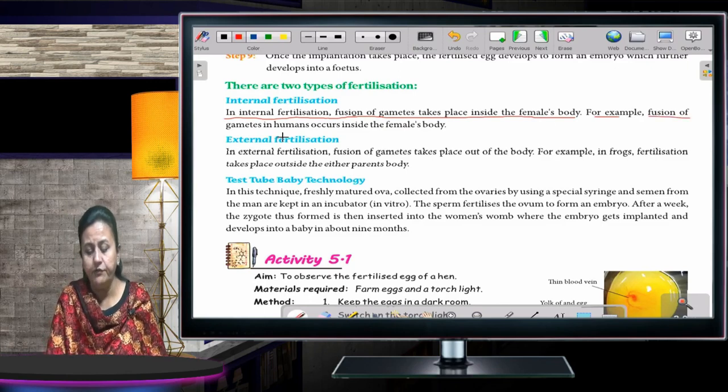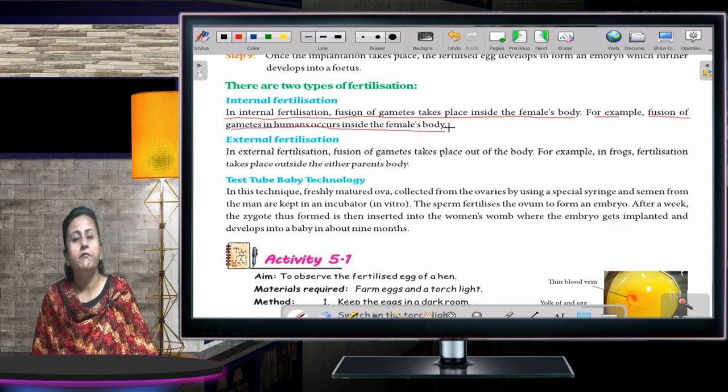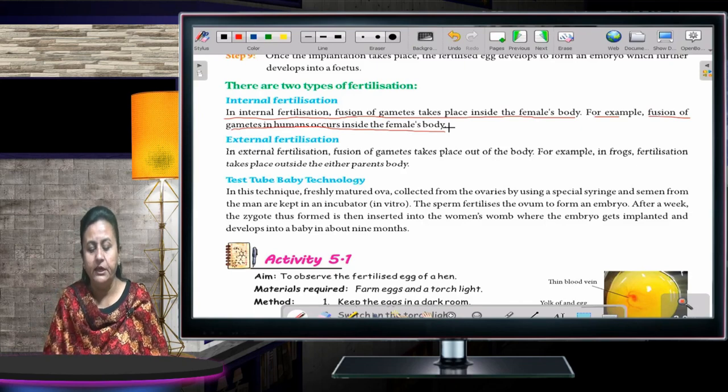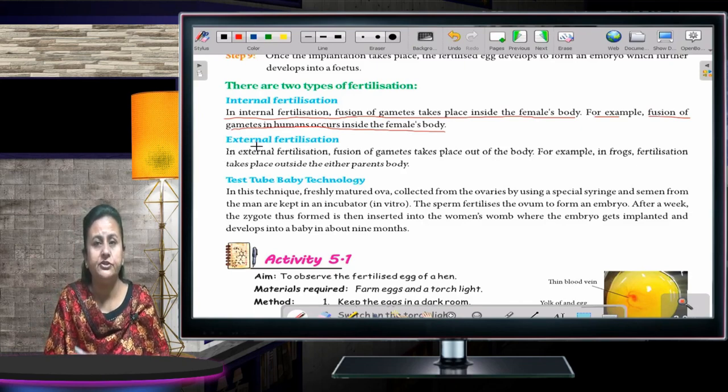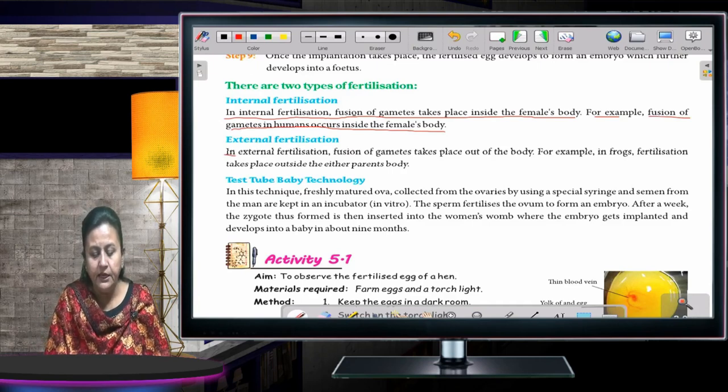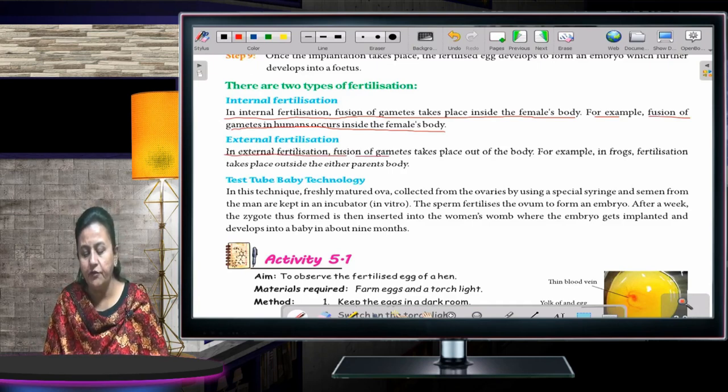For example, fusion of gametes in humans occurs inside the female's body. Where does the baby develop? In the human body, it develops in the female human body. Okay. External fertilization, as the name says, external means outside. In external fertilization, fusion of gametes takes place out of the body.